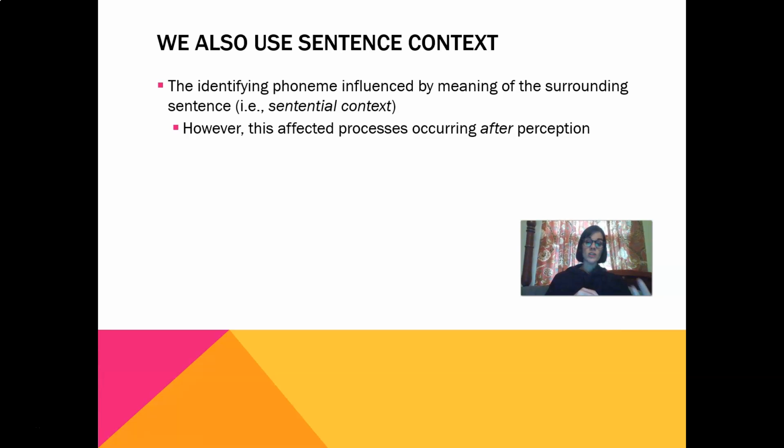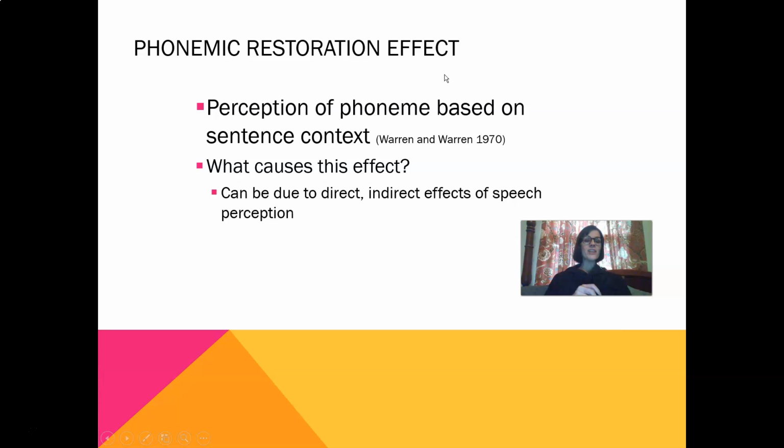We also do use the context of the sentence itself. Generally, the identifying phoneme is going to be influenced by the meaning of the surrounding sentence. This is what we call a sentential context. The problem with this is that we can only make that justification after we have perceived the speech signal, so this is going to come with a little bit of a delay. One of the other things that we will find is that we can use sentence context to help us interpret phonemes. One of the ways that we do this is with the phonemic restoration effect.